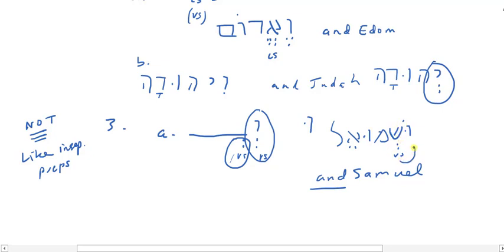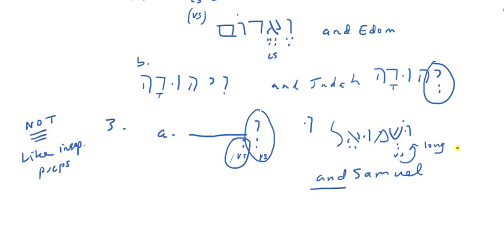Now, once I do that, my shava is in the middle of the word. If I look to the right, I see what kind of a vowel, a long or a short vowel? Yeah, shurik is long. Yea, verily, it's historically long, isn't it? And therefore my shava is still vocal, isn't it? So it's going to be pronounced U-Shalomo. I'm sorry, U-Shemuel. U-Shemuel. Say that with me. U-Shemuel.